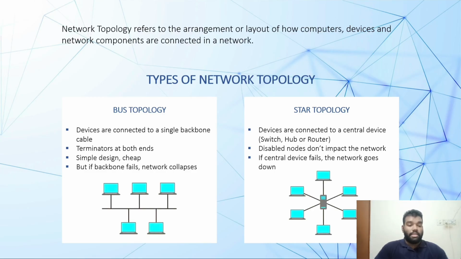Coming to star topology. In this topology, devices are connected to a central device which can be a switch, a hub, or a router. If a node is disabled, that doesn't impact the network. But if the central device fails, the network goes down.